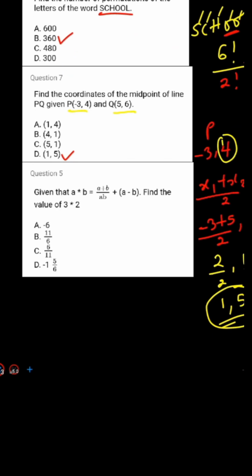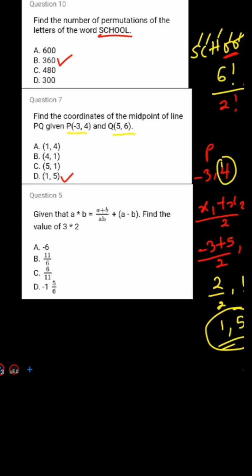Alright, now this next one is under binary operations. They're already giving the formula: given that A asterisk B, or A operator B, is A plus B over AB plus A minus B, find the value of 3 * 2. This one is very straightforward. This is a binary operation. So A here stands for 3, while B stands for 2. Just go to the formula and plug it in.